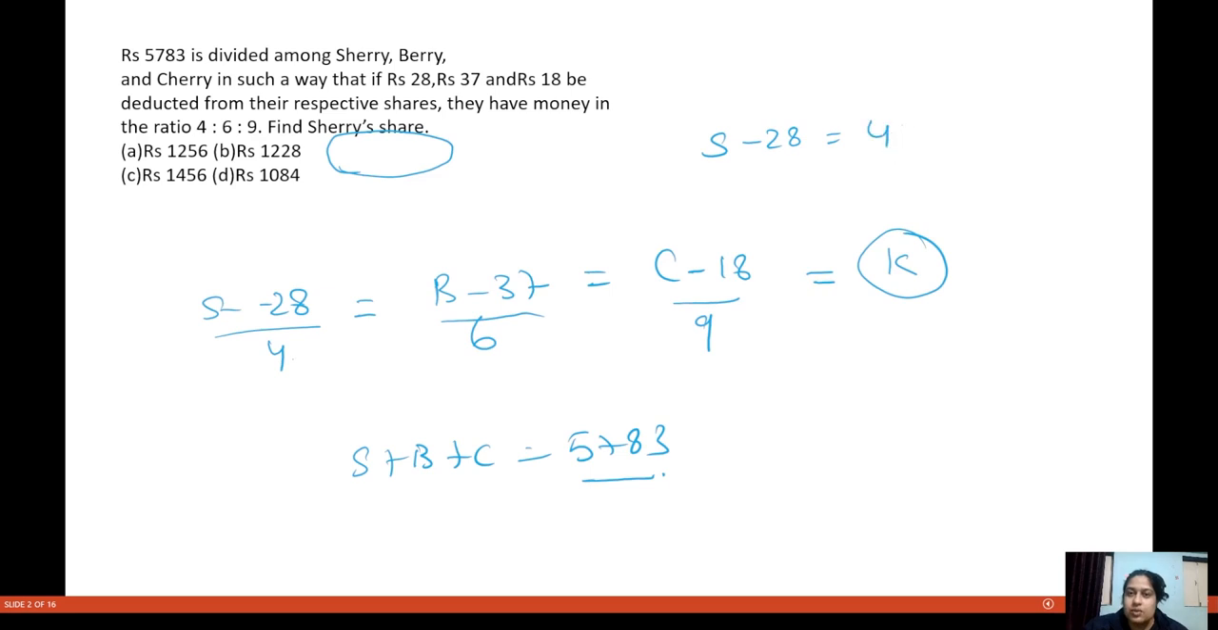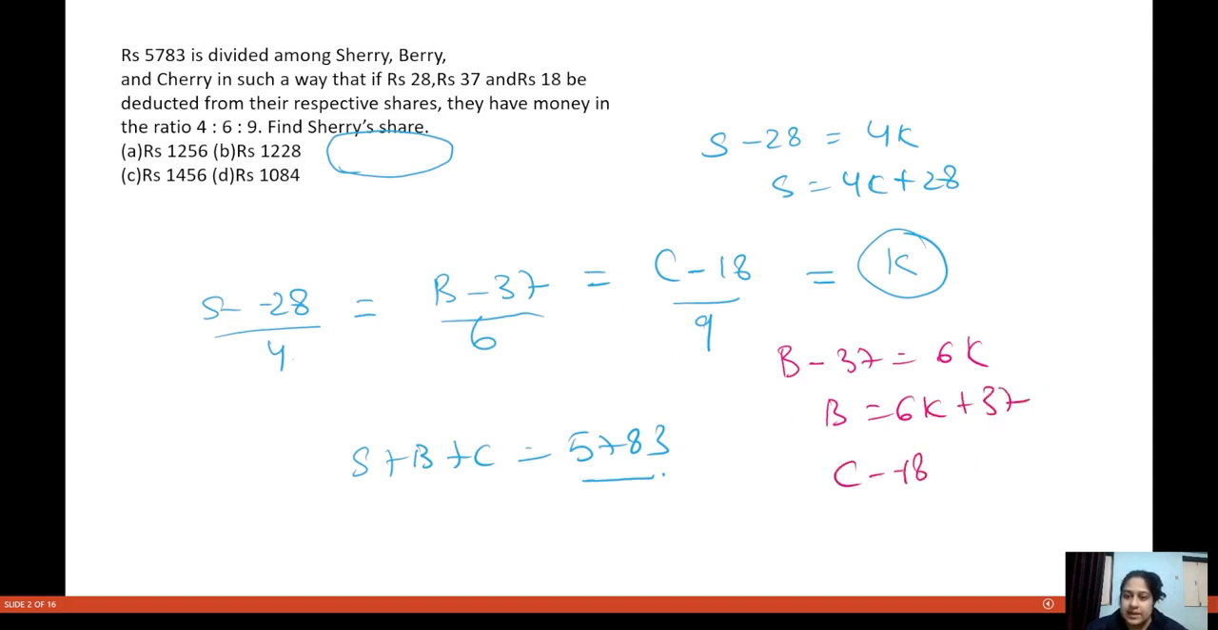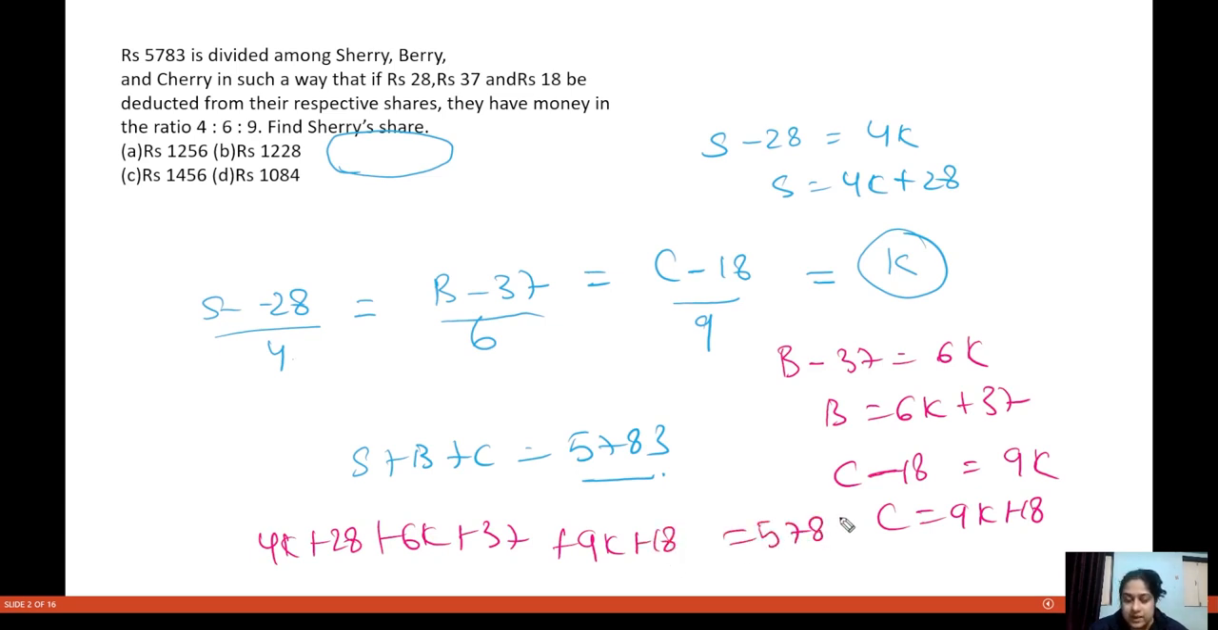So S minus 28 is equal to 4k, so S is equal to 4k plus 28. B minus 37 is equal to 6k, so B is equal to 6k plus 37, and C minus 18 is equal to 9k, so C is equal to 9k plus 18. So when we add these, we have 4k plus 28 plus 6k plus 37 plus 9k plus 18 is equal to 5783. So this is 19k plus 28 plus 37 plus 18.